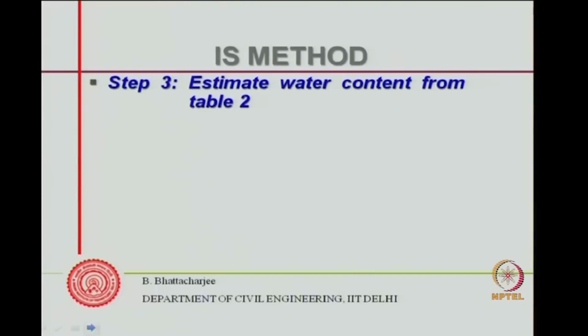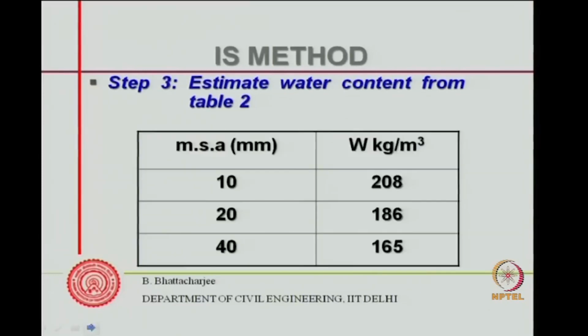Then next is to estimate water content from table 2 of IS 10262. This table gives us the water content in kg per meter cube of concrete depending upon MSA, and I am using MSA 20 mm. So, this is the line. 20 mm MSA was prescribed as we have seen earlier in the beginning, and therefore my starting water content is 186. Now, this is meant for a slump of 25 to 50 and crushed coarse aggregate.